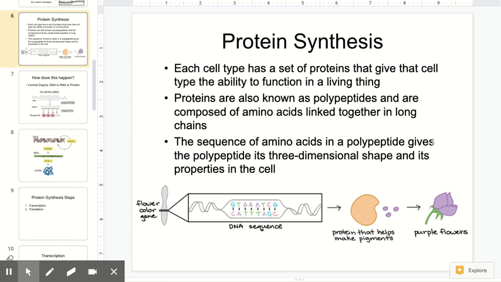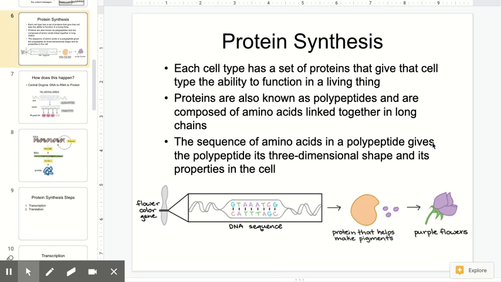Hello. In this video, we're going to talk about the details of protein synthesis. So, that is how a protein actually gets made from DNA. If you recall, proteins are super important for different cells to do their jobs. Depending on the type of cell and the type of living thing, that cell is going to have a different set of proteins.